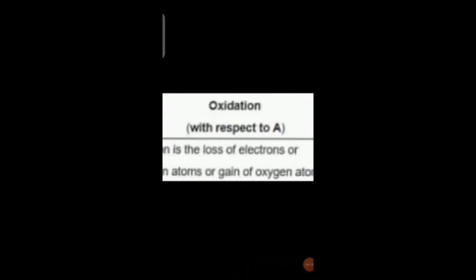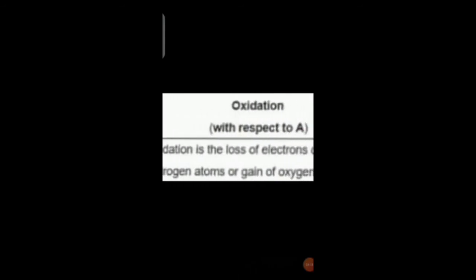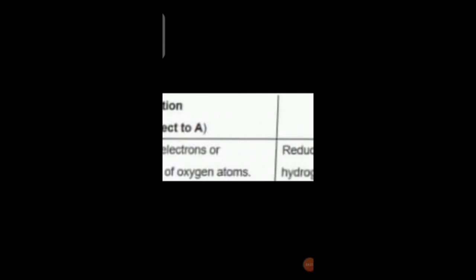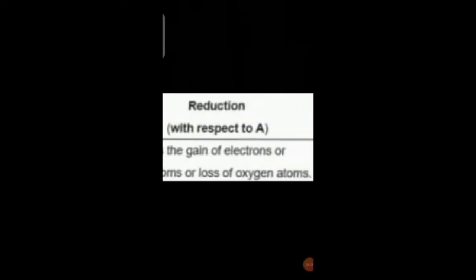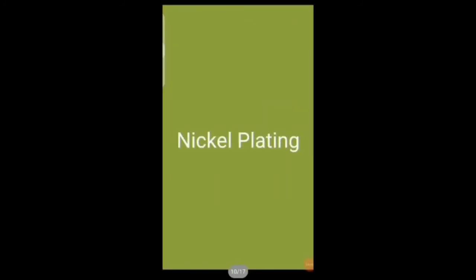Now I am going to tell you what oxidation and reduction are. These are the two terminologies being used here. What is oxidation? Oxidation is the loss of electron or hydrogen atom, or gain of oxygen atom. And reduction is the gain of electron or hydrogen atom, or loss of oxygen atom. Now we will talk about nickel plating.